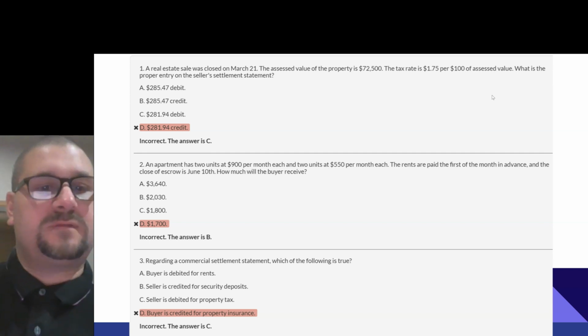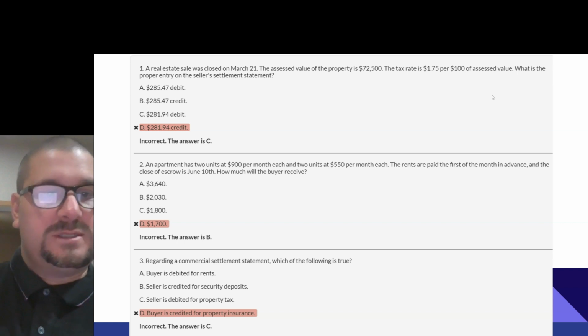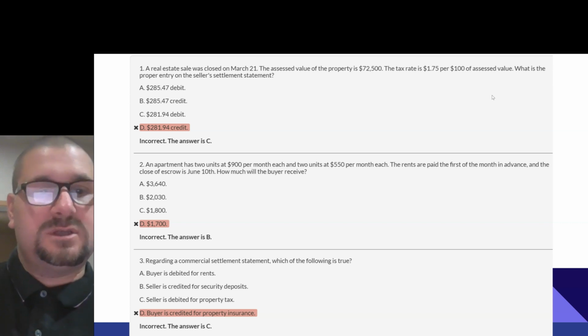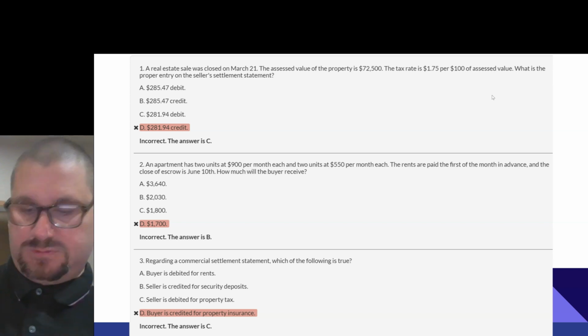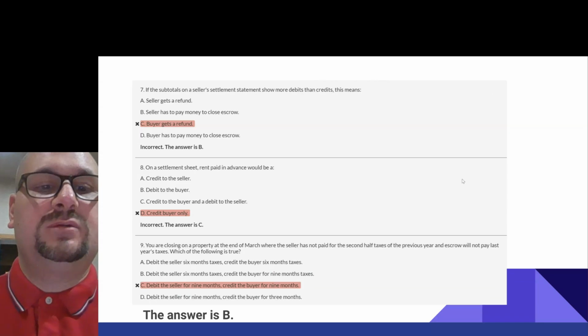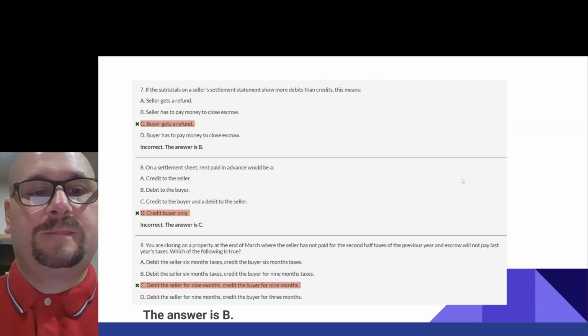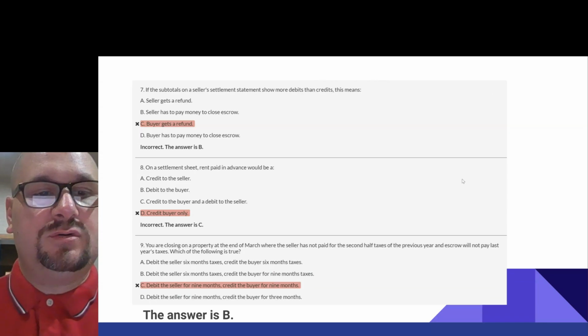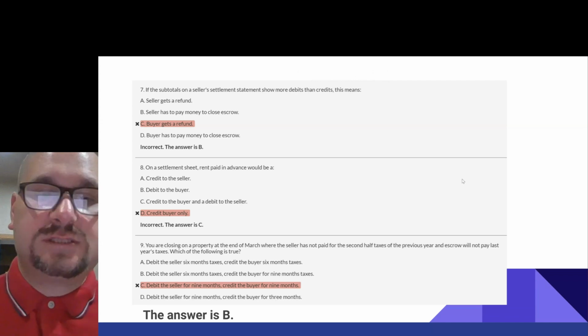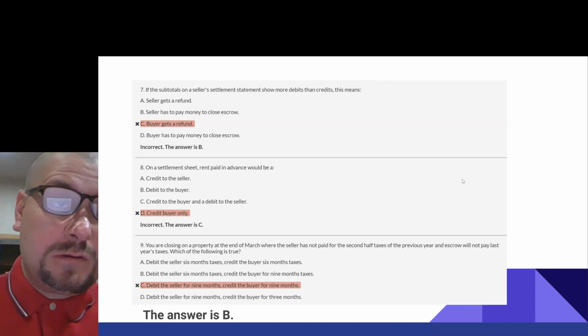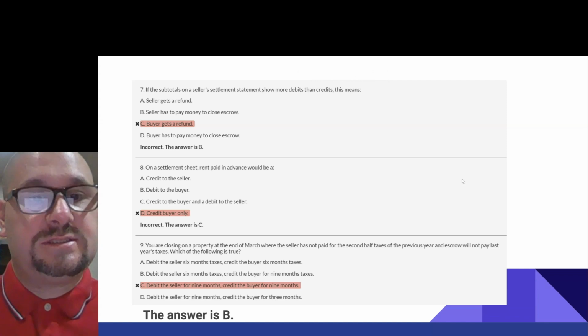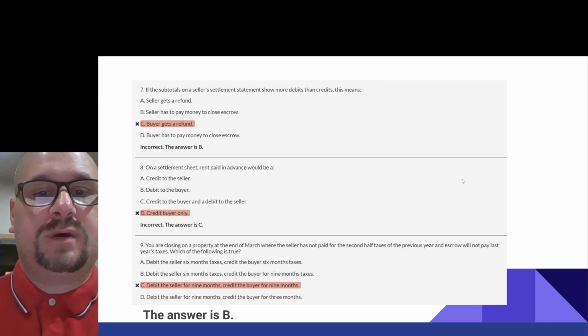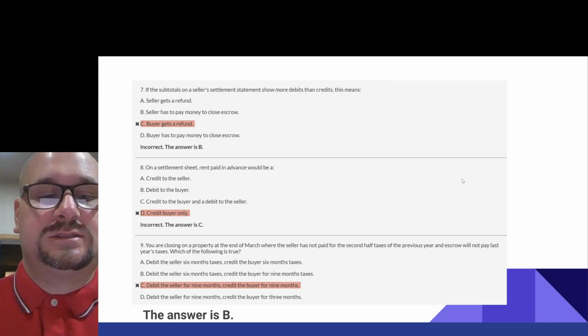Buyer is debited for rents? No. Seller is credited for security deposits? No. Buyer is credited for property insurance? No. So the following is true. It is Bravo. Debit the seller 6 months taxes. Credit the buyer for 9 months taxes.